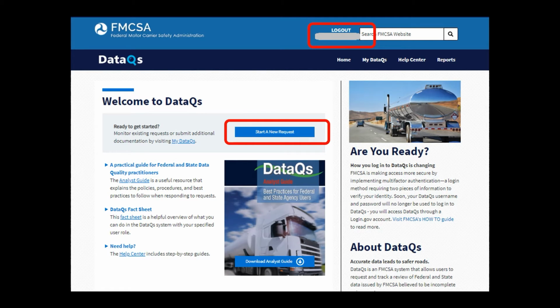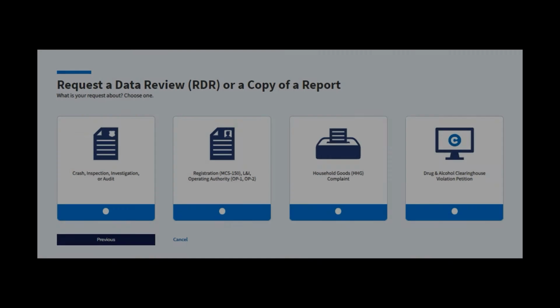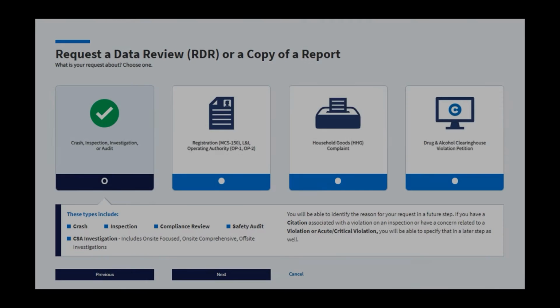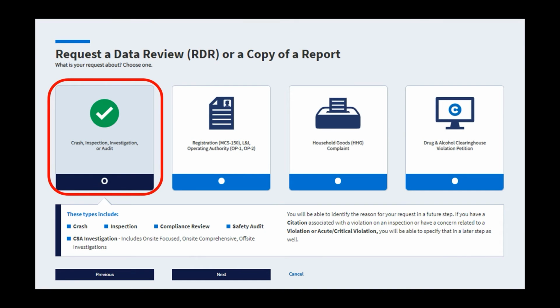When you click on that, it's going to open some options. What kind of request do you want to do? We're going to concentrate on the first one. This one is used for crashes, inspections, investigations, or audits. So select that, and you'll see the green mark on it, so you know that you selected the correct one. All right, so click on Next.